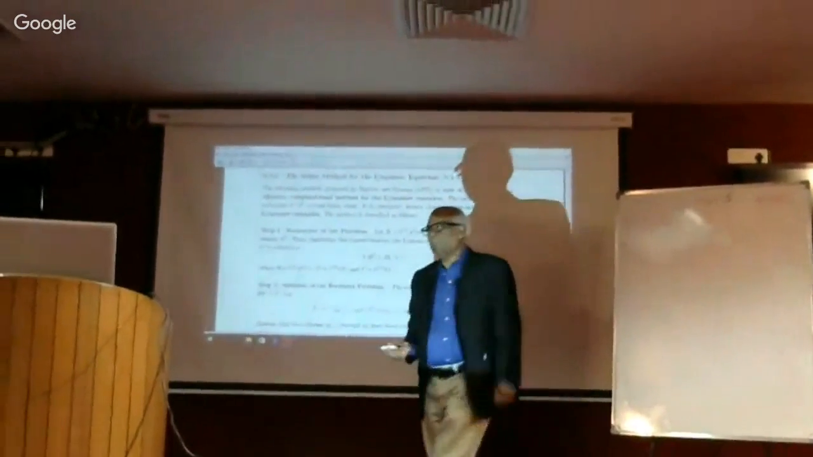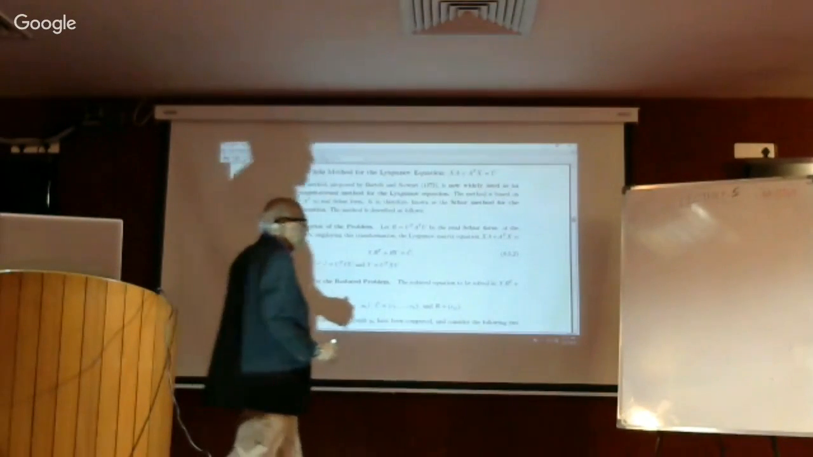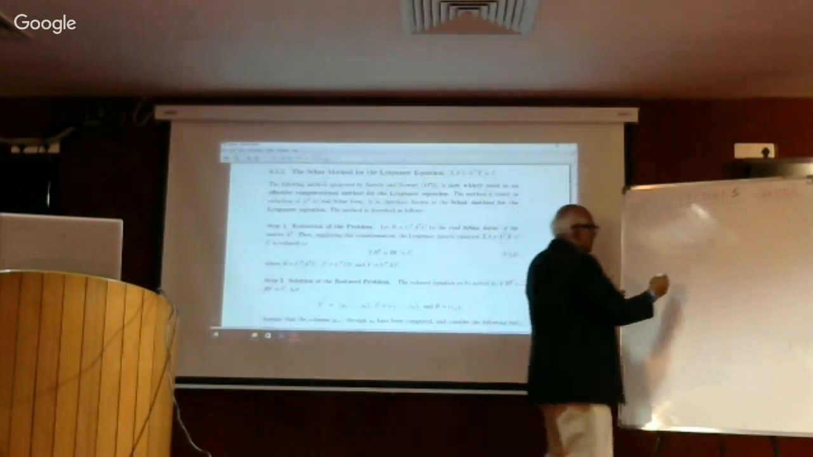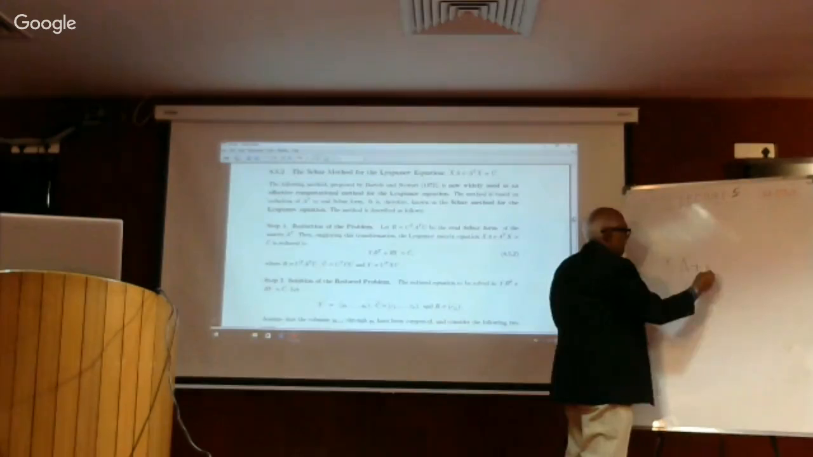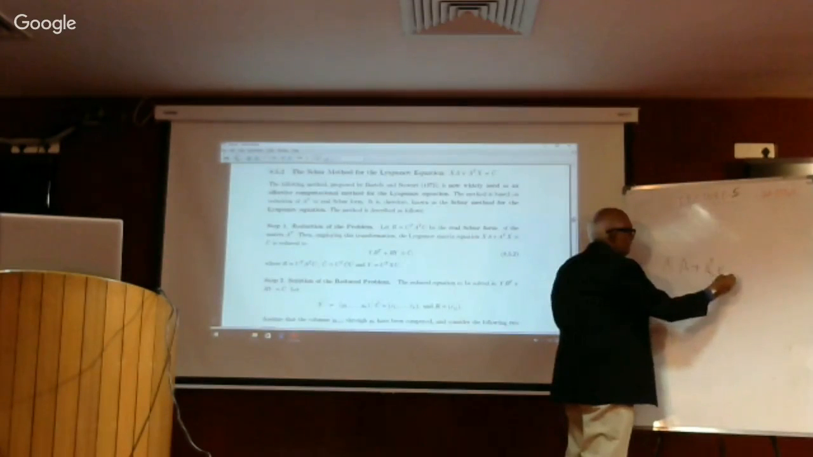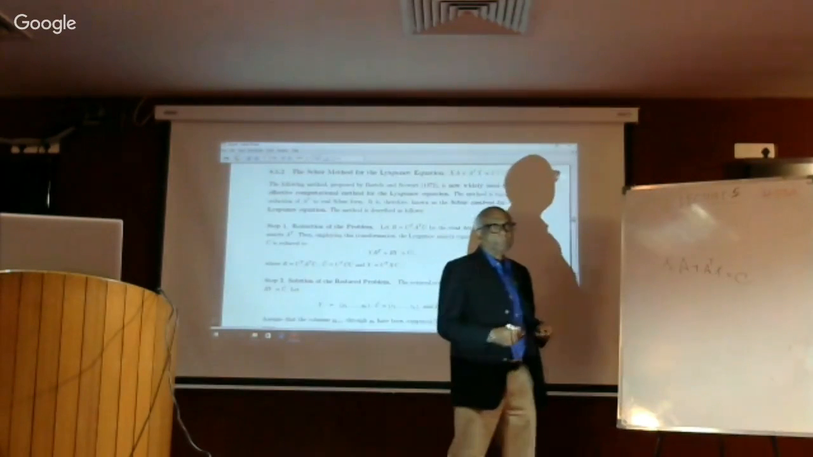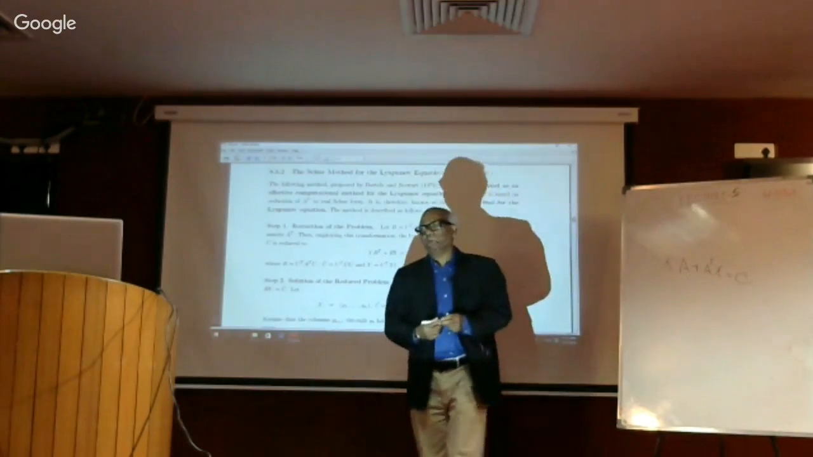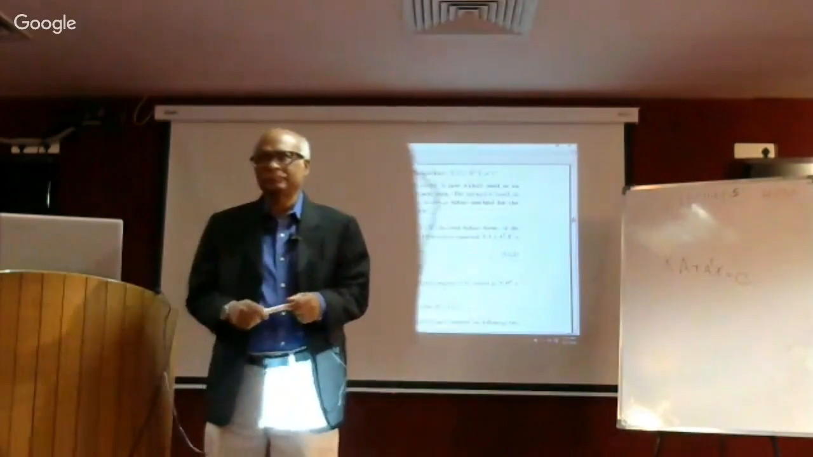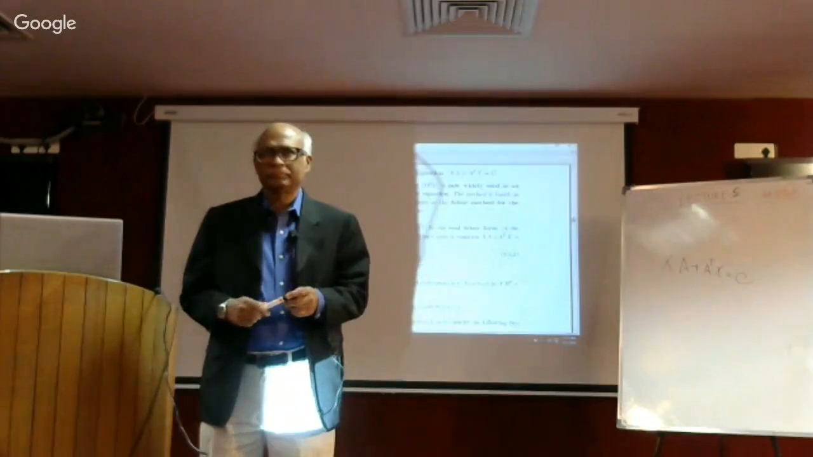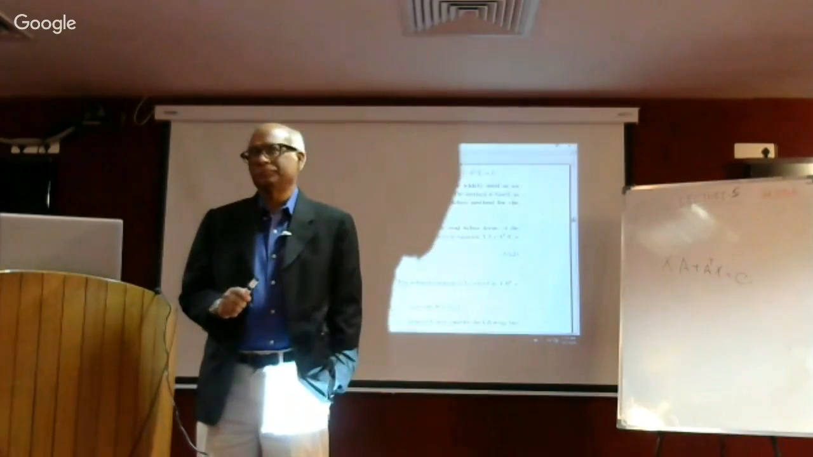So here the equation that we are trying to solve is XA plus A transpose X equals C. All right. What is the first thing that comes to your mind? How do you solve this? How do you go about solving this numerically?